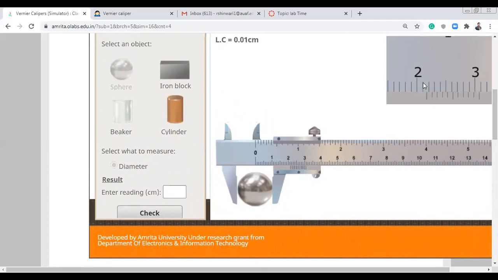So take this value. For example, if these are in centimeter, so 2.1, this is the main scale reading. If you want to write, you can write down main scale reading 2.1. Because after 2 we have only 1 and there is some middle value, but take this value 2.1. This is step number one. You need to write down 2.1.